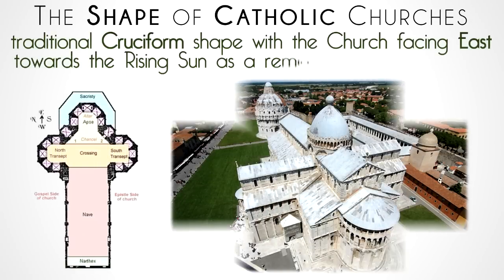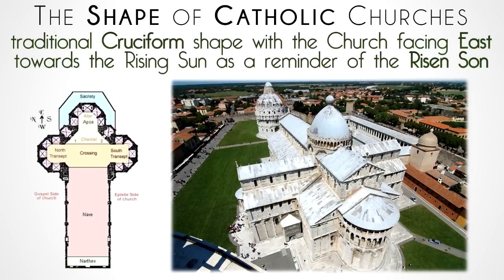Traditional medieval churches were typically built in the shape of a cross. This was called a cruciform shape. Furthermore, they were usually built with the congregation facing the direction of the east. This was so the church would face the rising sun as a reminder of Jesus, the risen Son.